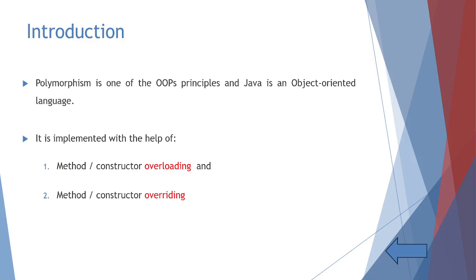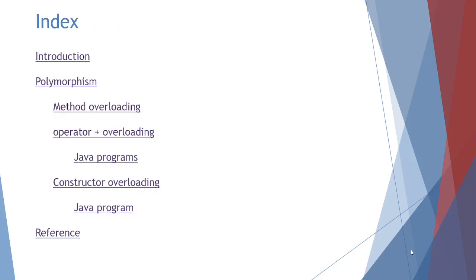Polymorphism is one of the OOPS principles, and Java follows polymorphism, being an object oriented language. Now, the polymorphism is implemented with the help of method or constructor overloading and method or constructor overriding. Constructor being a special method, whenever I say method in this video, I mean both constructor as well as method.